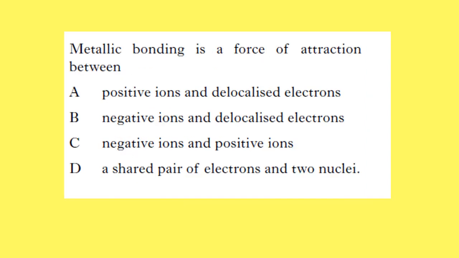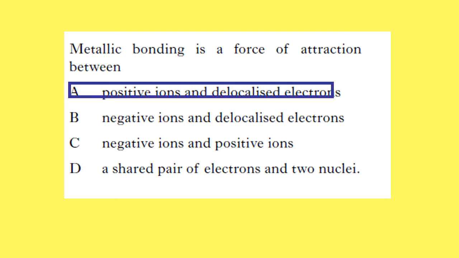And final question, metallic bonding is a force of attraction between A, positively charged ions and delocalized electrons. B doesn't describe any type of bonding because negative ions and delocalized electrons would repel one another. The type of bonding between negative ions and positive ions is ionic bonding. And the type of bonding that involves a shared pair of electrons and two nuclei is covalent bonding.